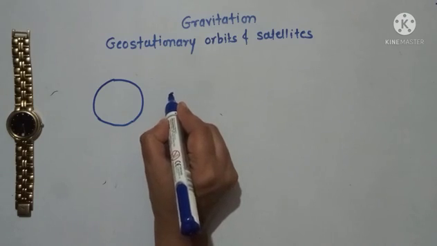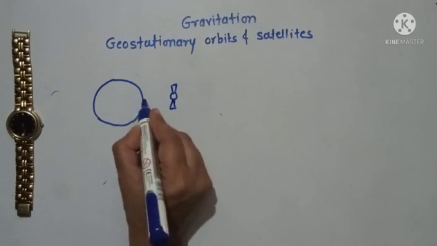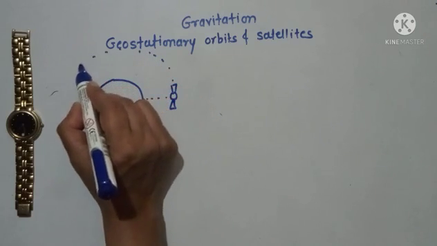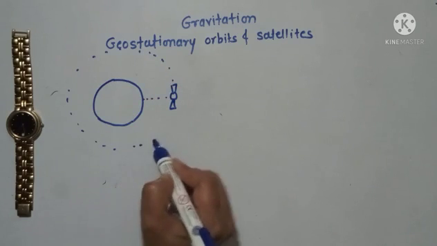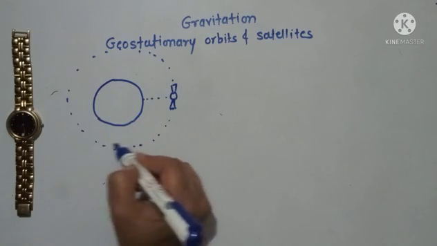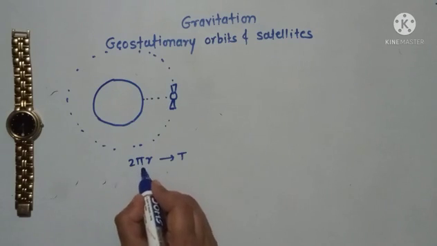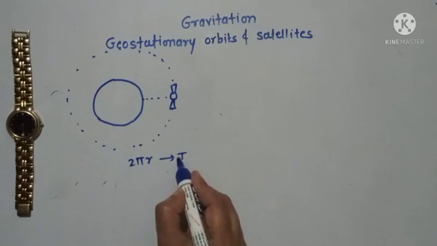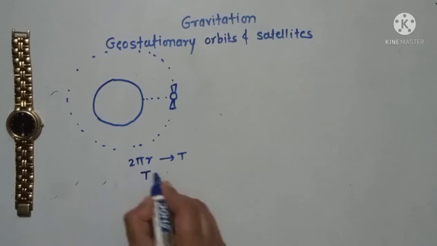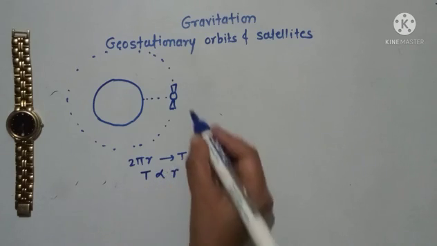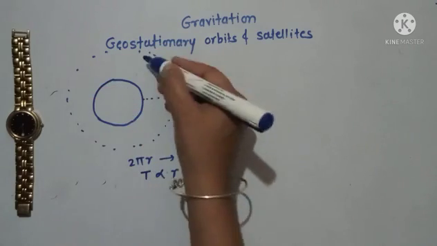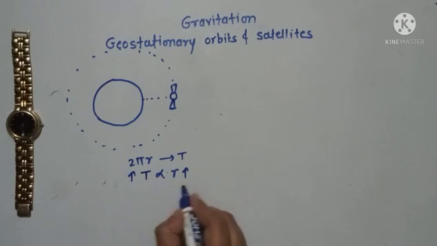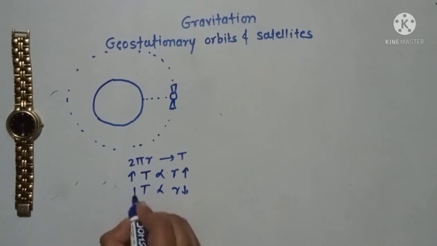Suppose this is a satellite at a particular distance from the earth's surface. When this satellite orbits around the earth, the distance traveled by it will be the perimeter of this orbit. So 2 pi r is the distance traveled by this satellite in one revolution, or in time period t. Here we can see that this time period t and r are directly proportional. r is the radius of this orbit. If r increases, the time period will increase. If r decreases, the time period will also decrease.